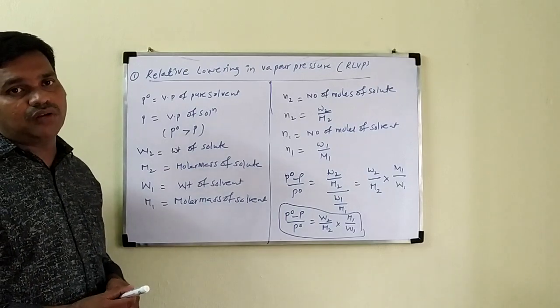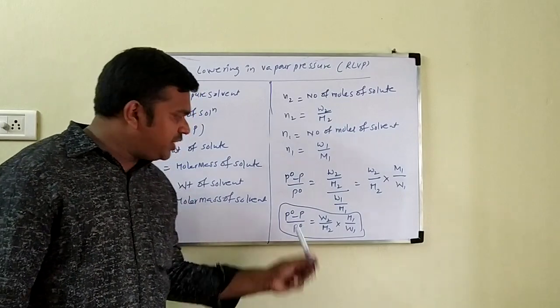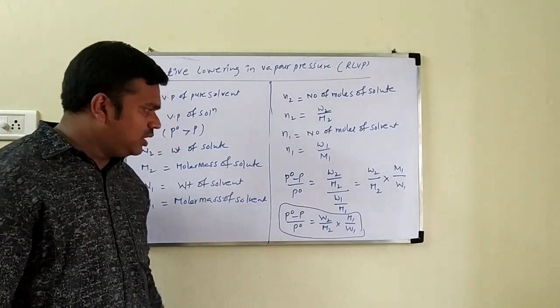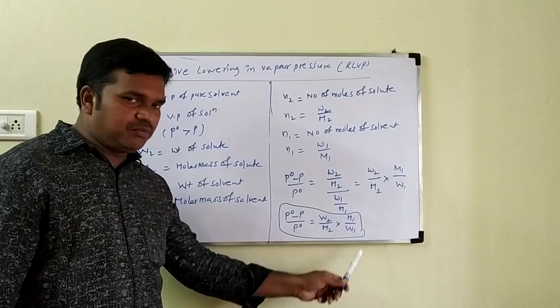So this is the first colligative property, that is which one? Relative lowering in what? Vapor pressure. Once again you can see the formula what? P naught minus P by P naught is equal to W2 by M2 into M1 by W1.